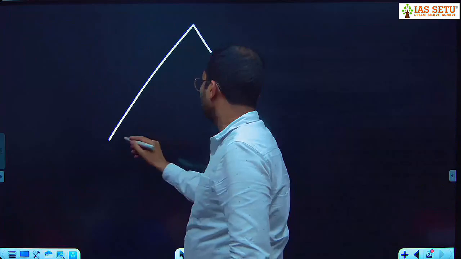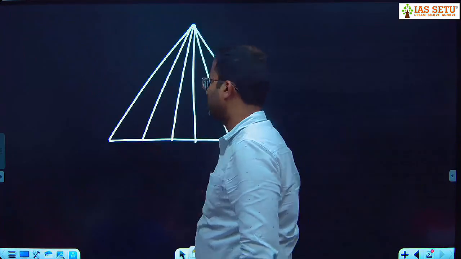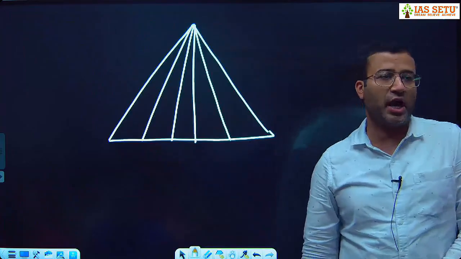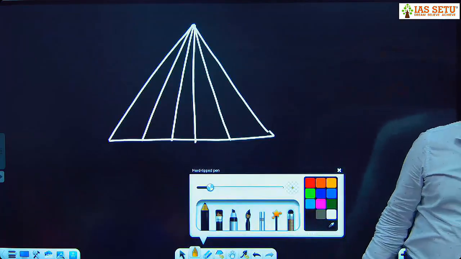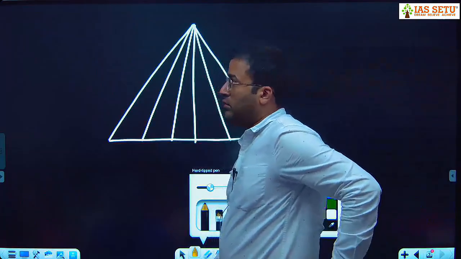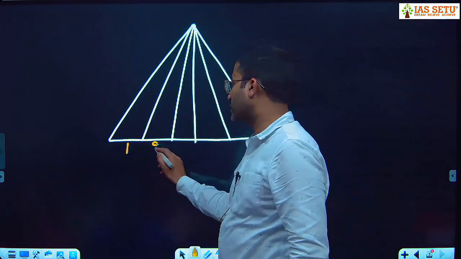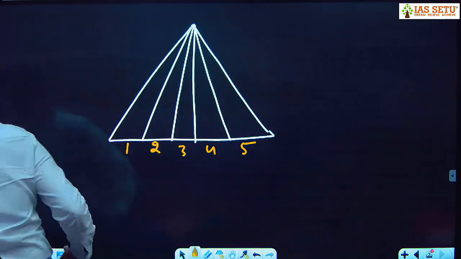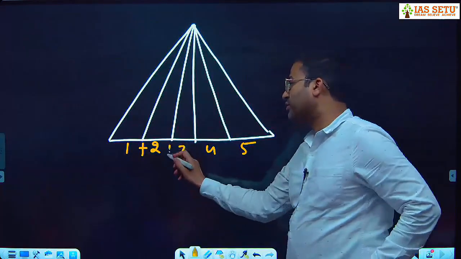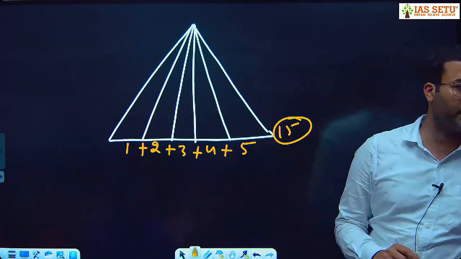Okay. Now you try. Keep your answer with yourself. In the given figure, see how many triangles are there. 1, 2, 3, 4, 5. 1 plus 2 is 3, 3 plus 3 is 6, 6 plus 4 is 10, 10 plus 5 is 15. I think all of you got the answer 15.